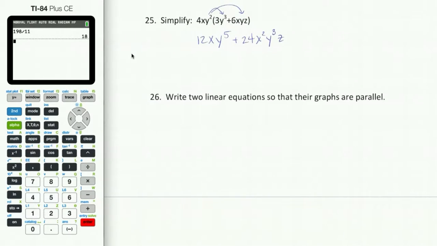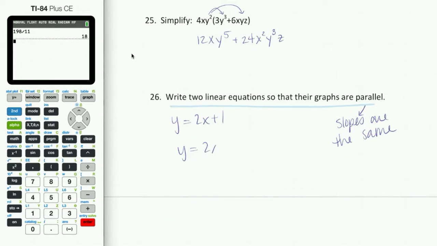All right, last questions. Write linear equations so that the graphs are parallel. That means the slopes are the same. So y equals 2x plus 1, y equals 2x plus 5. You just have to have this be the same as that.